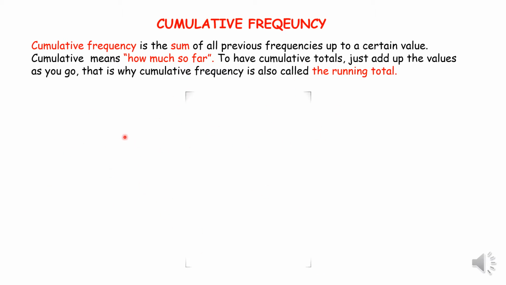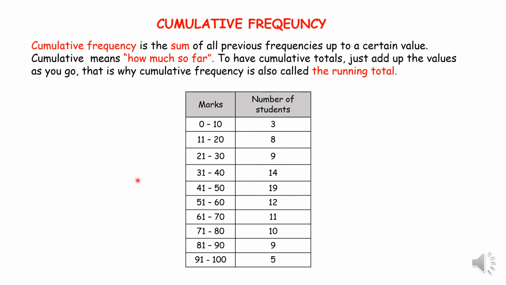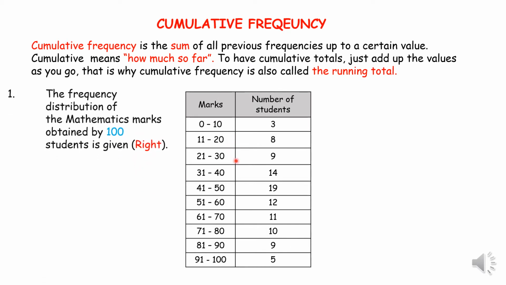Okay, so for example, I have a table here, and this table shows the mathematics marks of 100 learners. It's distributed across. So for example, learners who have between 0 and 10, 3 of them. Learners who have between 31 and 40, they are 14. And learners who scored between 61 and 70, for example, are 11. Okay, so this is the table that you have here.